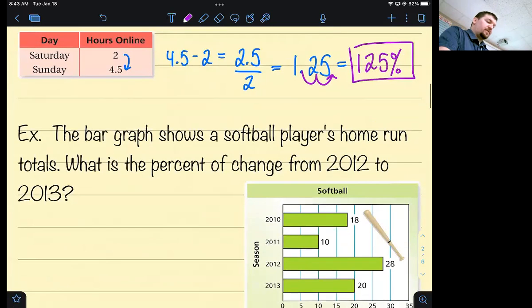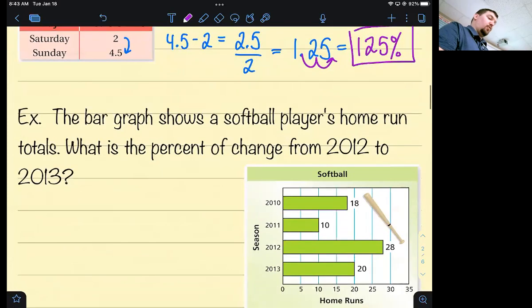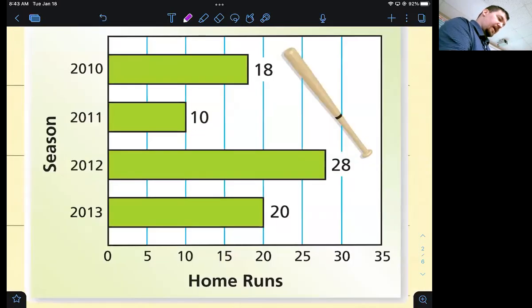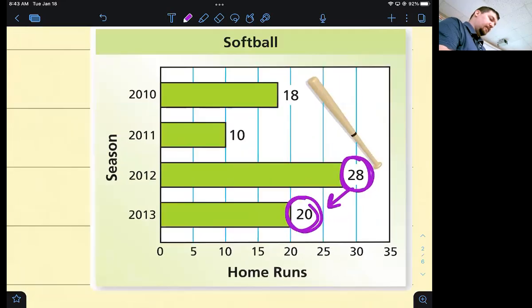The bar graph shows a softball player's home run totals. This might be for a high school player's career. It's 4 years. It says, what is the percent change from 2012 to 2013? So that's going to be the last 2 years, their junior and senior year. 28 home runs. That's actually going to decrease to 20 home runs.